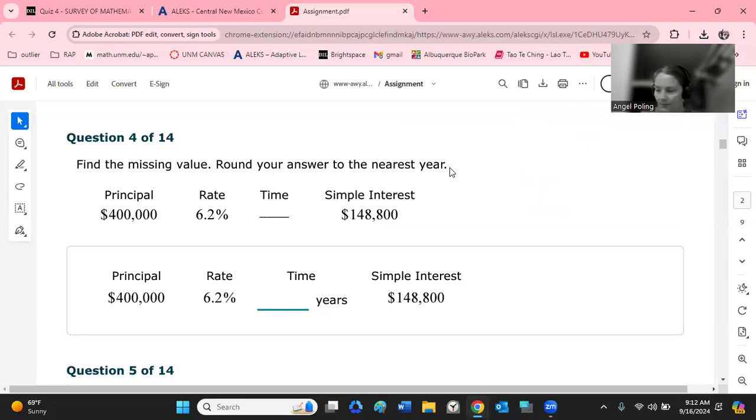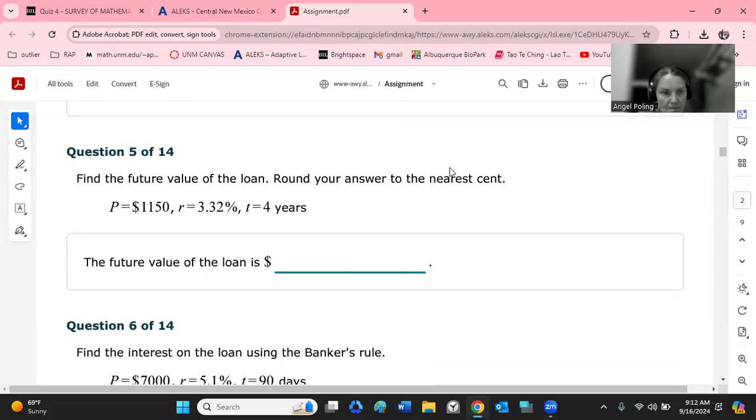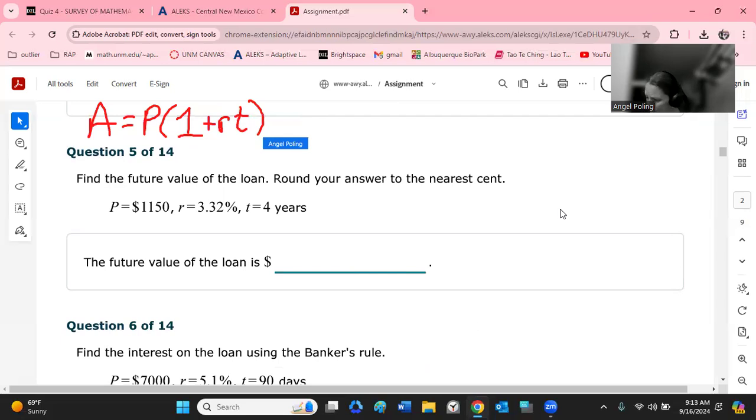The future value of the loan. Future value, so we're using a new formula. We're using the A, not the I. Let me get situated first. Okay, so A equals P times 1 plus RT, usually, and they give us P, R, and T. So I'll just plug it in.